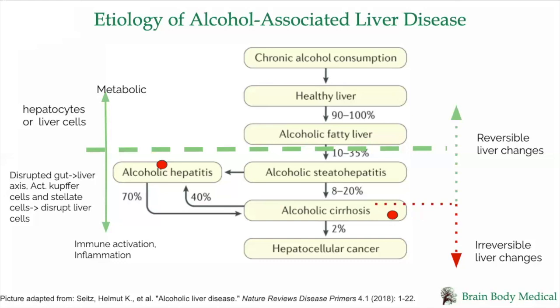So the main treatment for alcoholic hepatitis is liver transplant. They often try to give prednisone, which is a corticosteroid, but it's not completely effective.